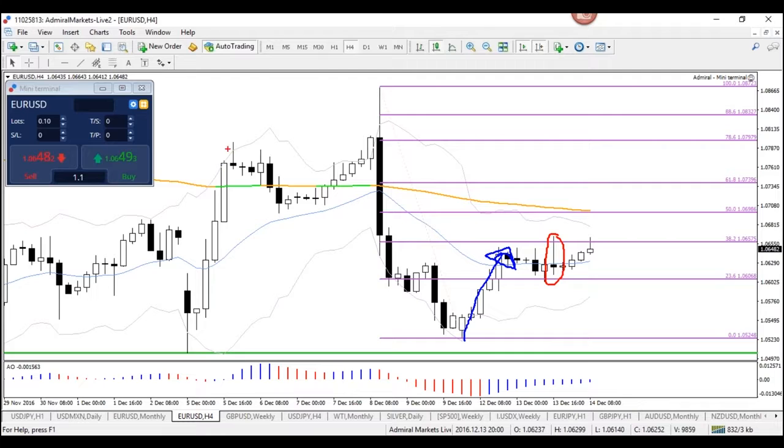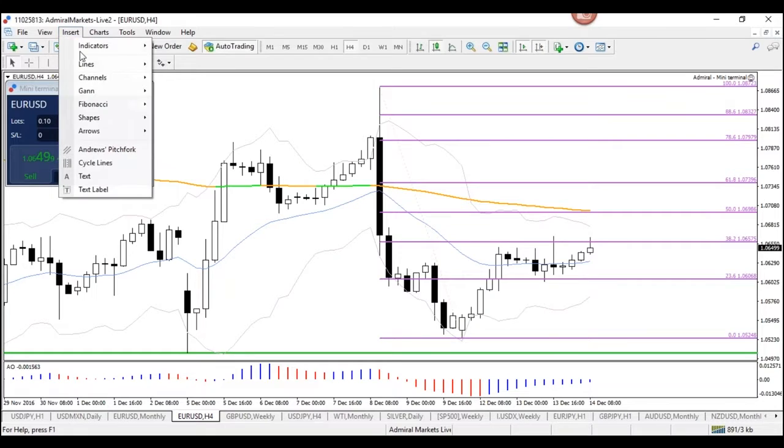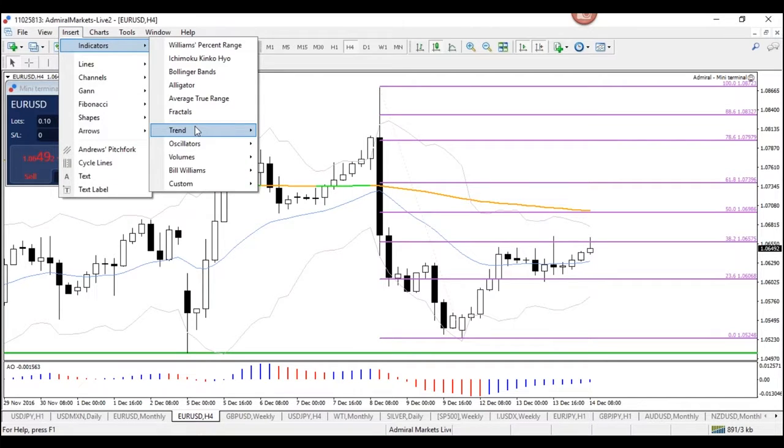Same right here. So here, this one worked out fine. We did get the retracement. I think price managed to get back to the 21 EMA. We can add one.